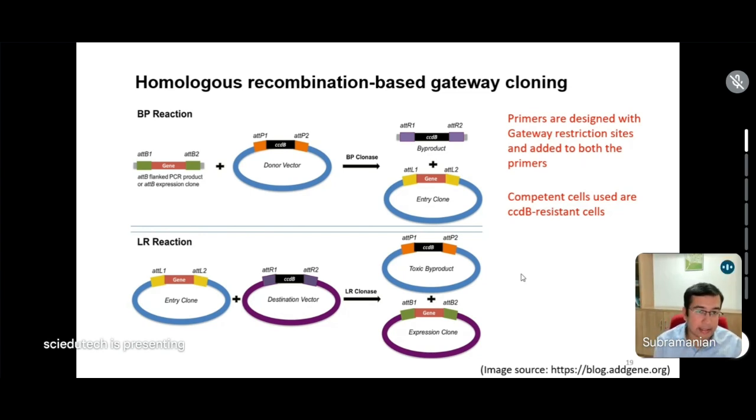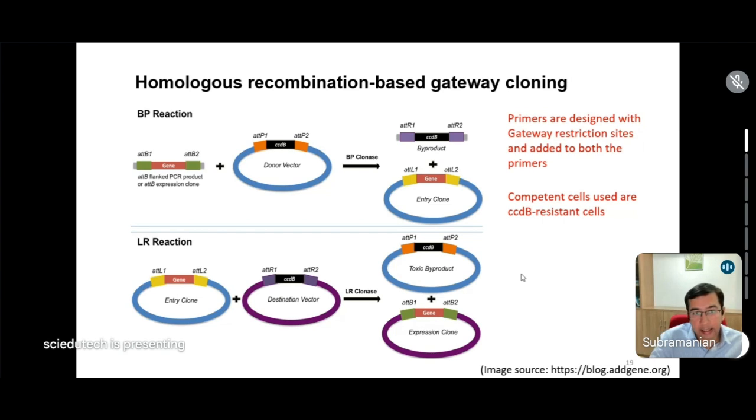So that was the basic, easiest way of cloning. Then you have homologous recombination-based Gateway cloning. What you do here is the cloning is based on recombination. You have a gene flanked by attB sites, right? And you have a donor vector which has attP1 and P2 sites. And there is a gene called ccdB that is for selection.